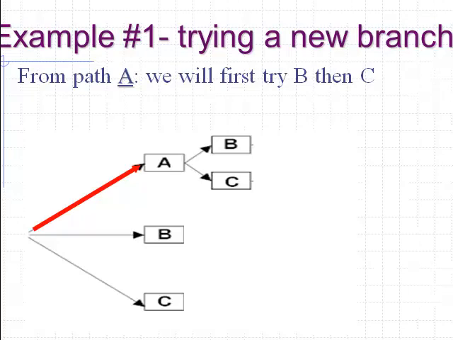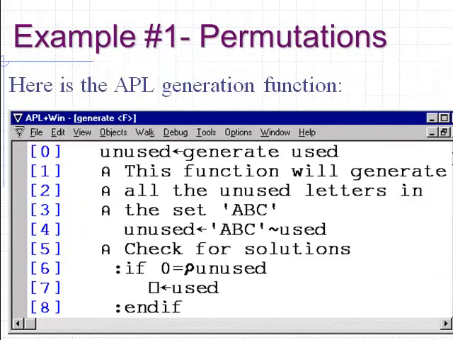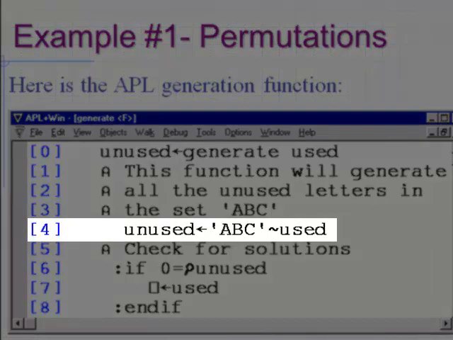The code used to try level 1 is the same code used to try level 2 and all the other levels. Here's an example of an APL function that could generate all the letters. The function takes all the used letters and returns all unused letters. Line 4 is where the work is being done. All it does is return the letters not used so far.